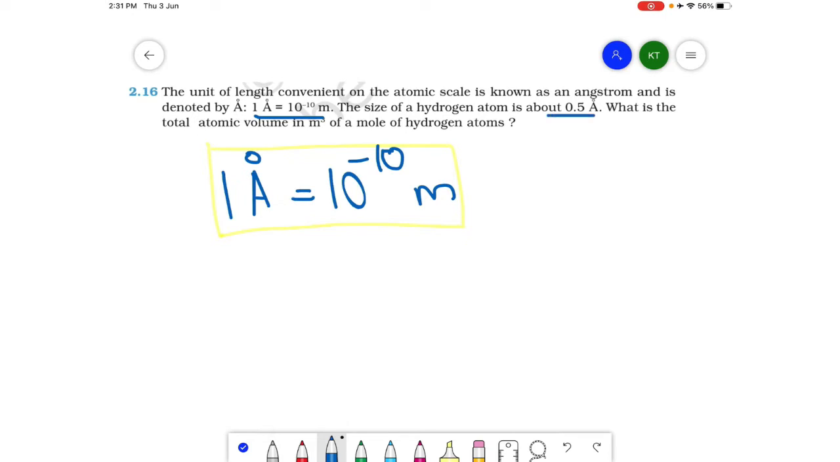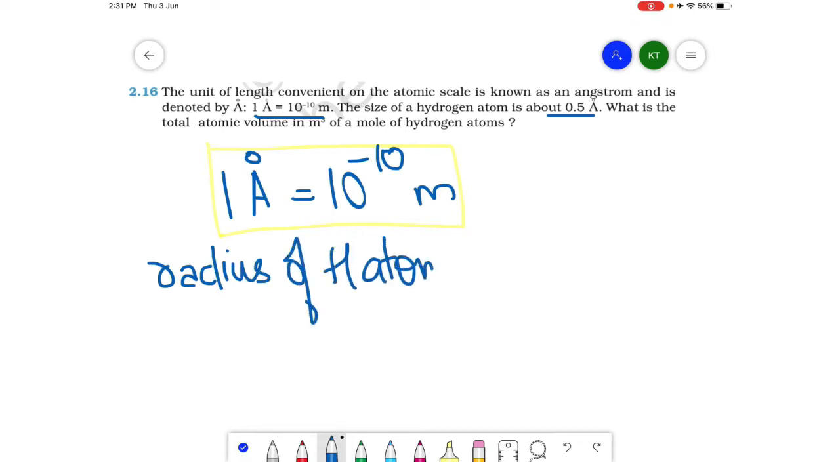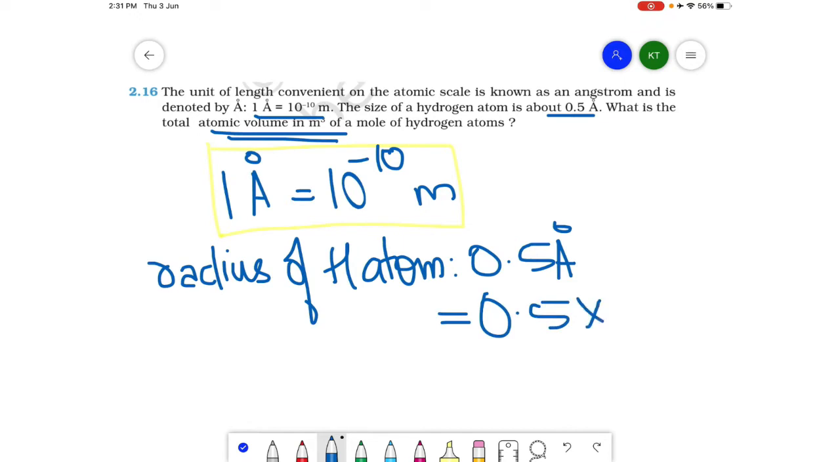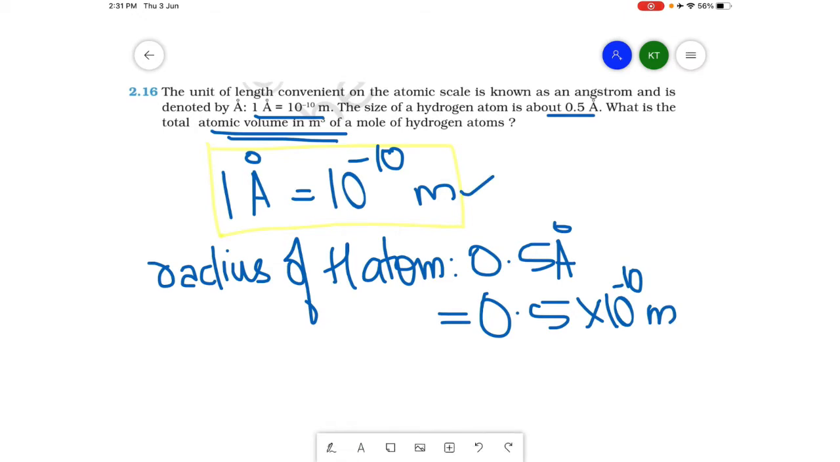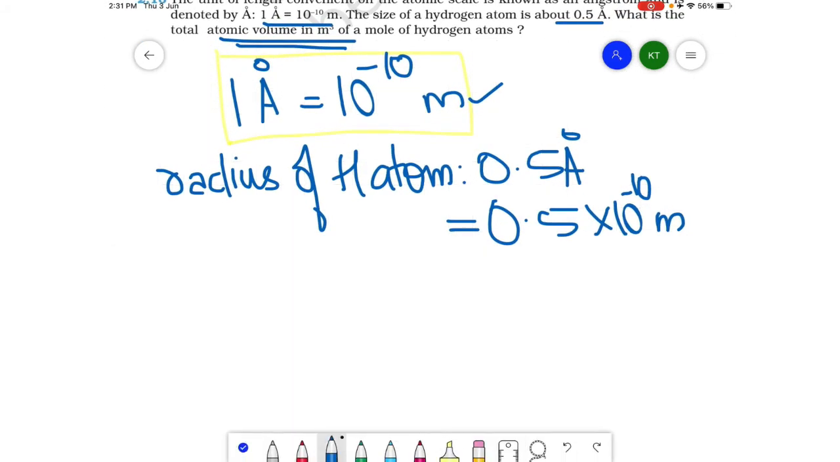The size of a hydrogen atom is about 0.5 angstrom. So we've got that the radius of the hydrogen atom is equal to 0.5 angstrom. So the question is, what is the total atomic volume in meter cube of a mole of hydrogen atoms? Writing this in meter, it would be 0.5 into 10 power minus 10 meters.